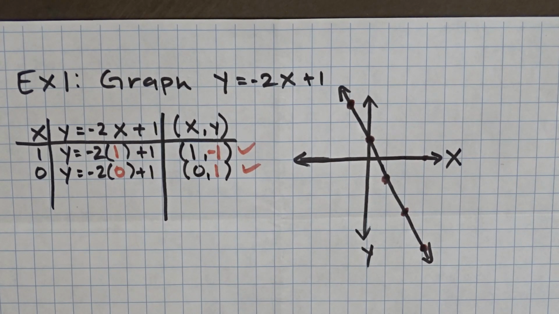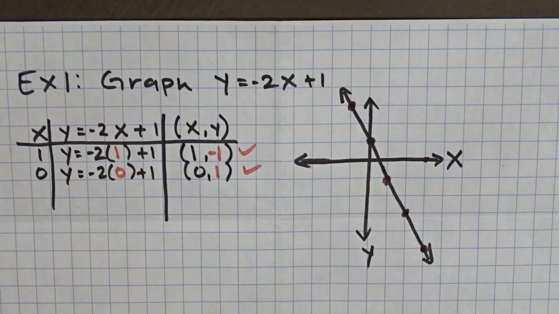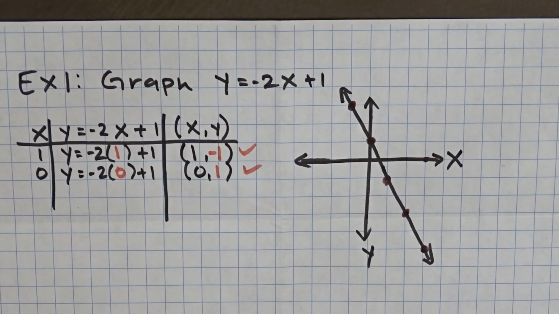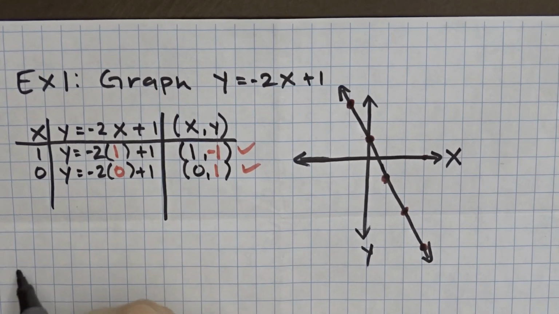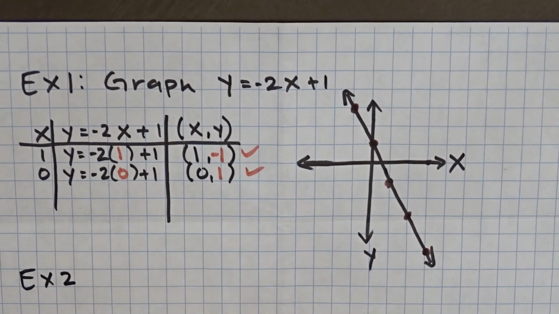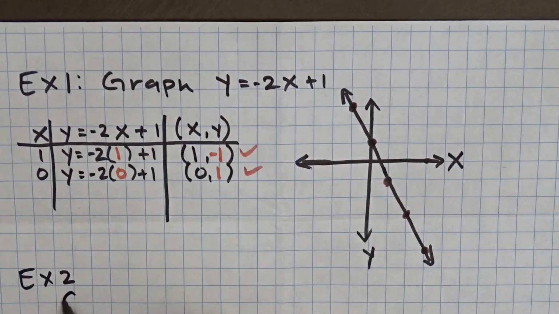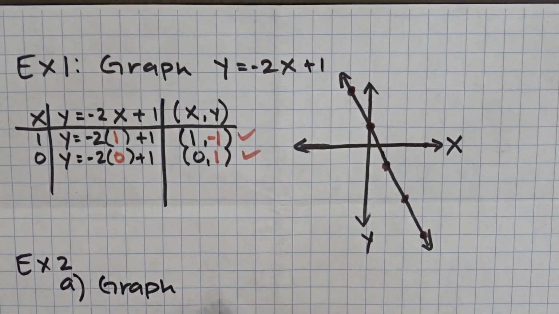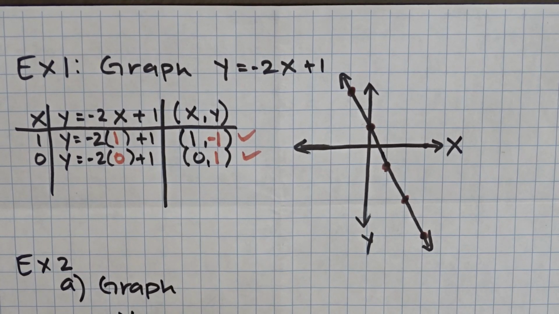The location is exact no matter what x coordinates you choose. You'll get a corresponding y. So let's look at the next example. Example 2. Let's graph horizontal and vertical lines.